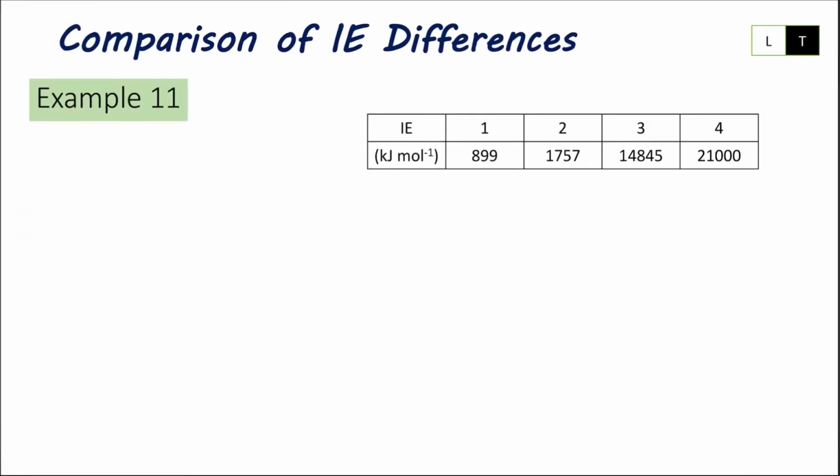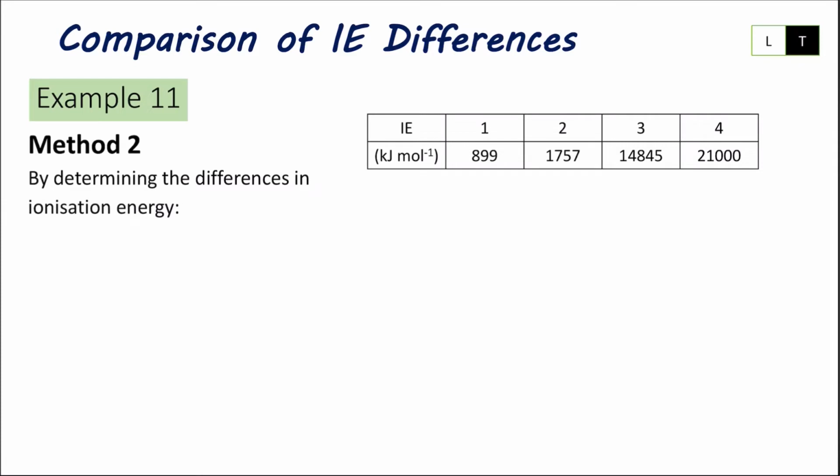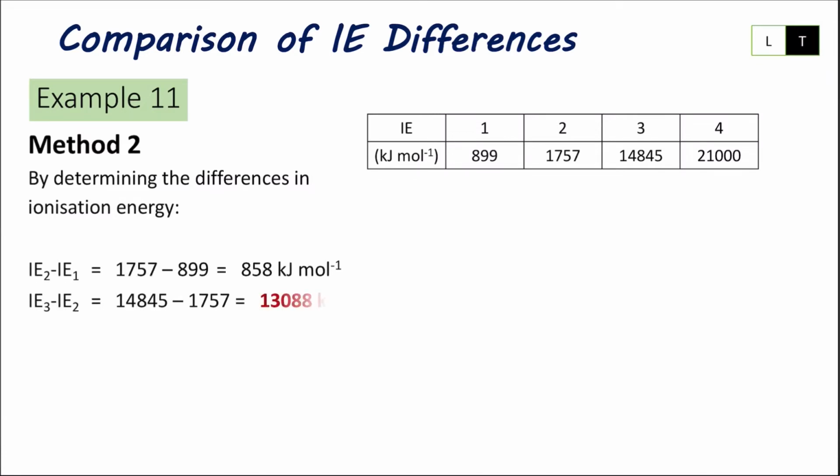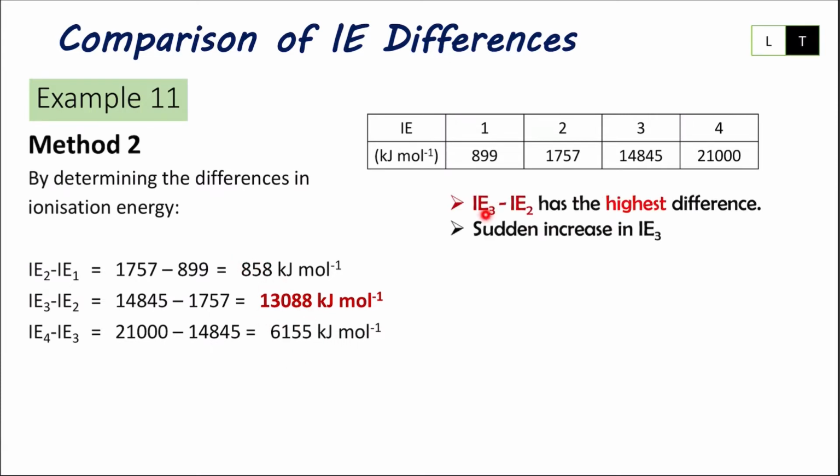How about using the second method? This is where I need to choose based on differences in ionization energy. So you can see that based on this part, saya akan tolak because we talk about difference. So I have IE2 minus IE1, IE3 minus IE2, and IE4 minus IE3, so that I will get all of them in positive value. So you can see the difference value between the 3 of them, you can conclude IE3 minus IE2 has the highest difference.